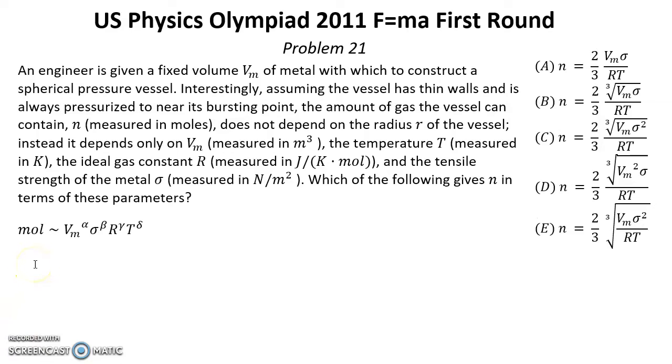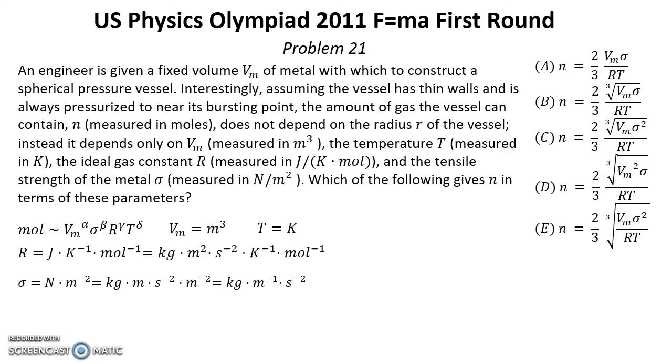So the number of moles N must be proportional to this expression, where all these alpha, beta, gamma and delta power coefficients we have to solve. For that we need to express dimensions for each particular parameter.